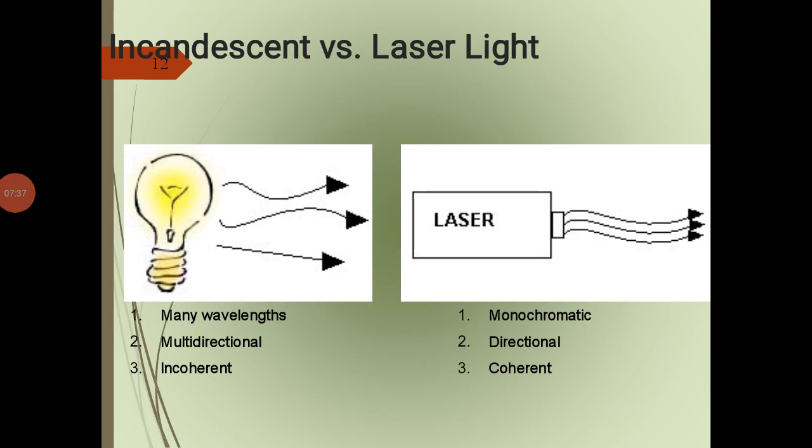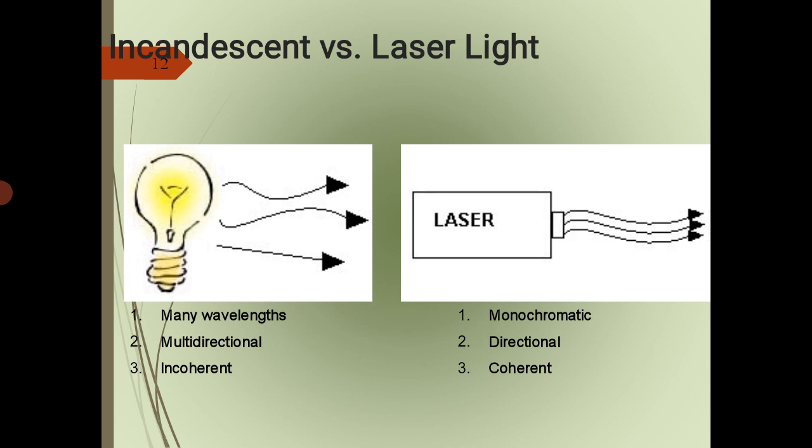On the screen you can see incandescent light and laser light. Incandescent light has many wavelengths, multiple directions and is incoherent. Laser light is monochromatic, directional and coherent. Ordinary light spreads into different colors, that's why it has many wavelengths. Laser light is in only one color, therefore it is monochromatic. Incandescent light spreads in all directions, but laser light goes in only one direction.